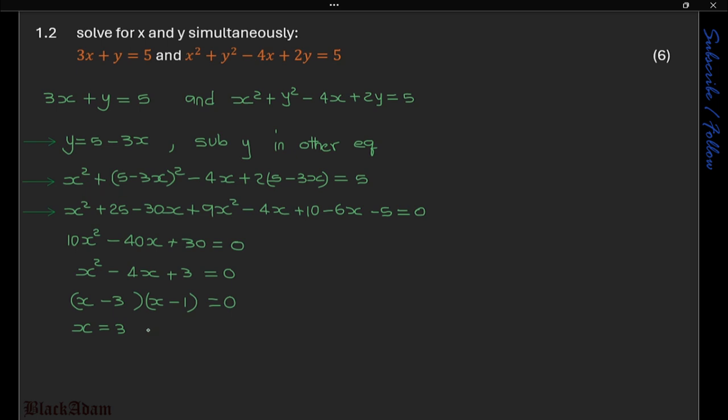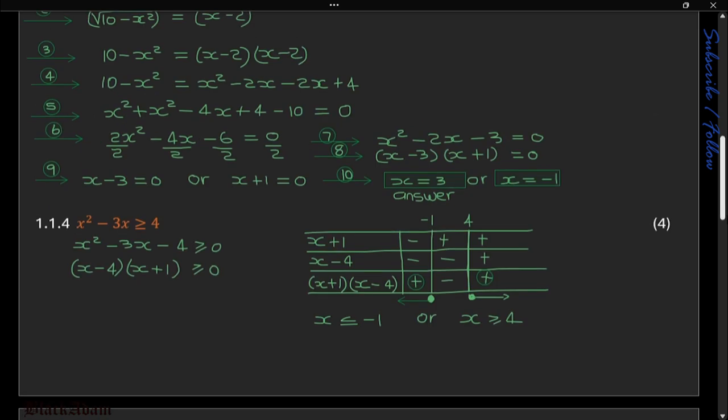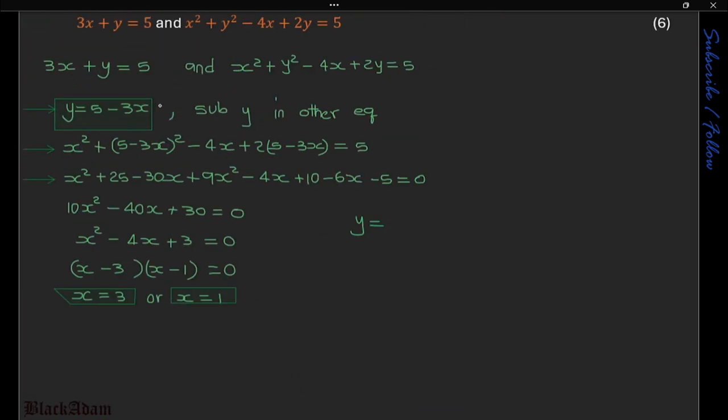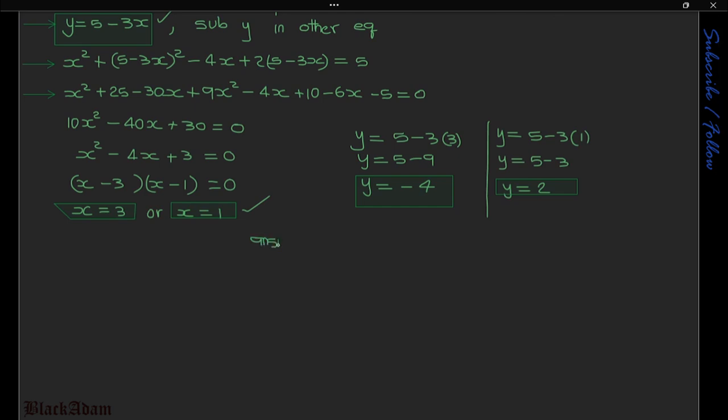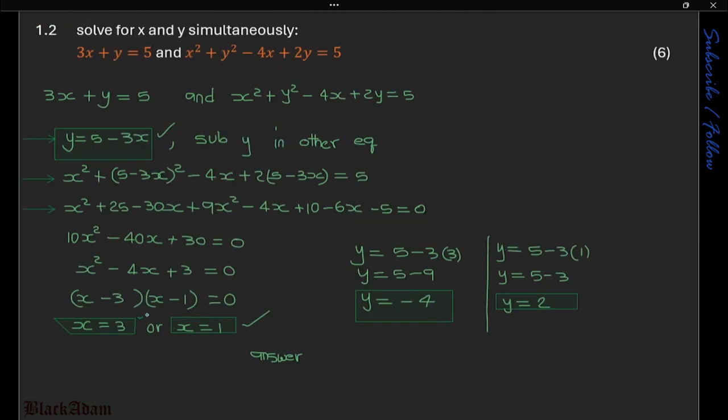Which means x is going to be 3 or x is going to be 1. So we already have the values of x. Then we use the other equation, y is equal to 5 minus 3x, to find y. Our x is 3 this time, so y is 5 minus 3 times 3, which is 5 minus 9, negative 4. So our y is negative 4. And when x is 1, y is equal to 5 minus 3, which is 2. So we have all the answers: x is equal to 3 or 1, y is equal to negative 4 or 2. That's our answer, and we move on to the next question, which is our last question in question 1.